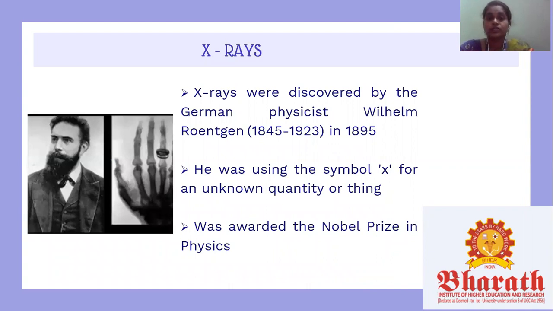A history of X-ray. X-rays were discovered by the German physicist William Röntgen, who was born in 1845 and lived till 1923. He found the X-ray in 1895. They were named X-rays or X-radiation as Röntgen did not know what they were, and he was using the symbol X for the unknown quantity, as in mathematics.